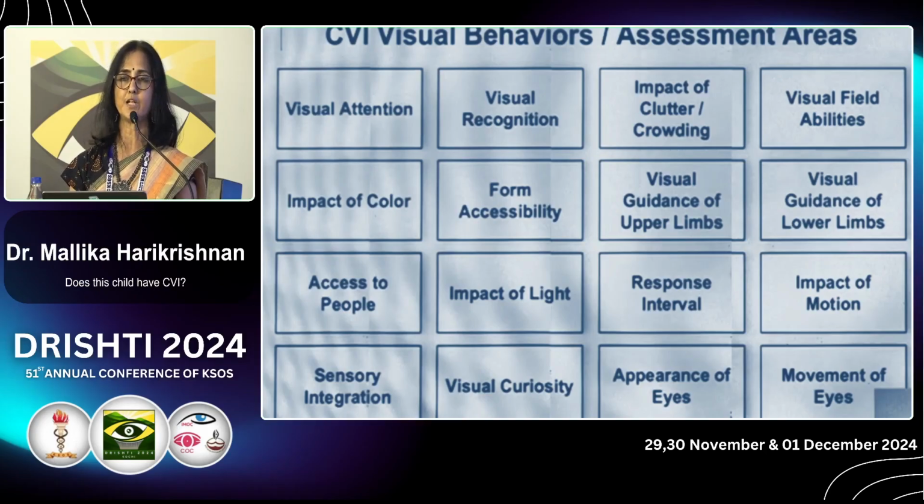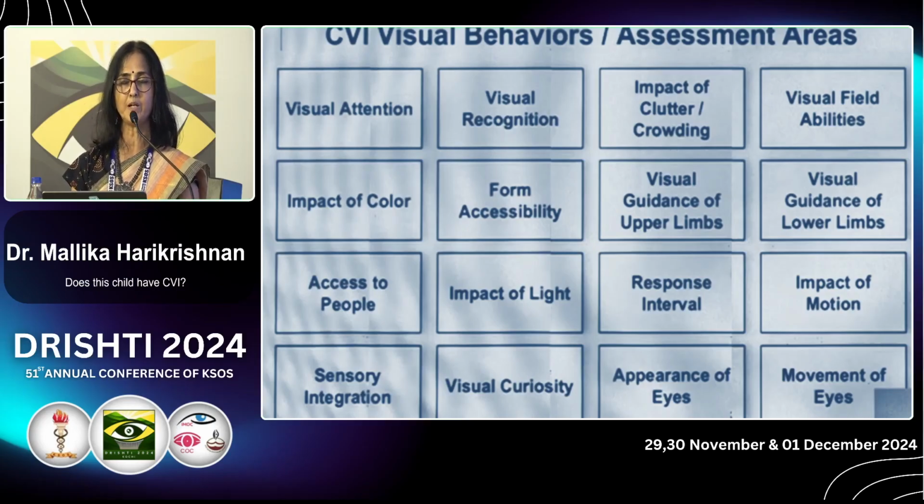They find it difficult; their visual function is very poor if they are put in a very crowded environment. Usually they will have an inferior field effect, but sometimes the gaze will be fixed to the right or left. Impact of color: they prefer very solid colors like red or yellow. Form accessibility is also very poor. Visual guidance to upper limbs and lower limbs: there is poor hand-eye coordination, and they find it difficult to crawl or walk towards a destination.